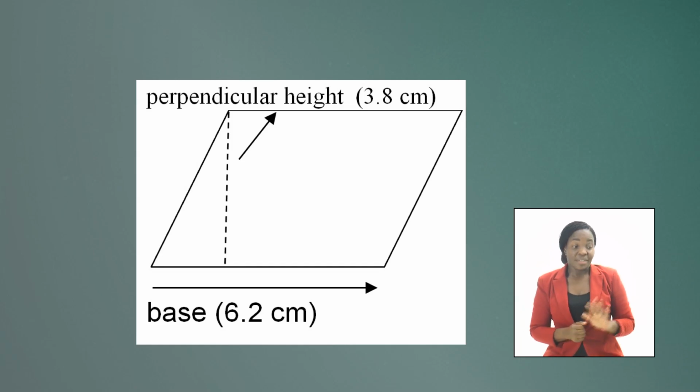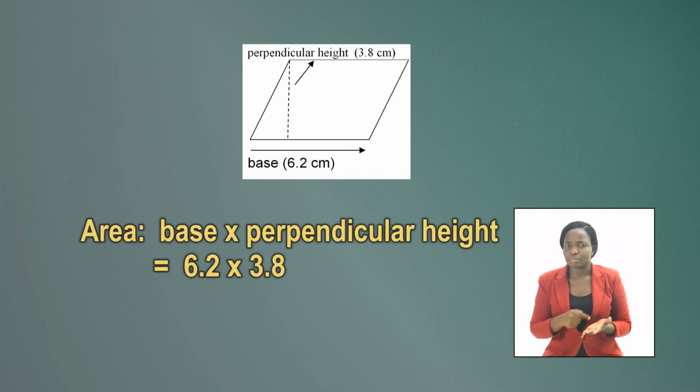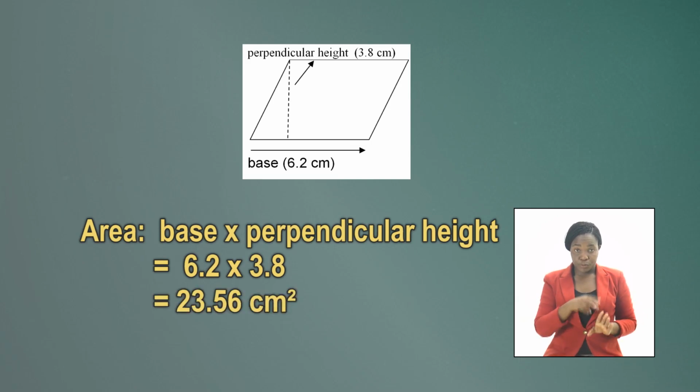I'll do that. The base seems like 6.2 centimeters and the perpendicular height is 3.8 centimeters. Good. The formula is base times height. So, we just calculate this on a calculator. I get 6.2 times 3.8 is 23.56 as the area of this parallelogram.